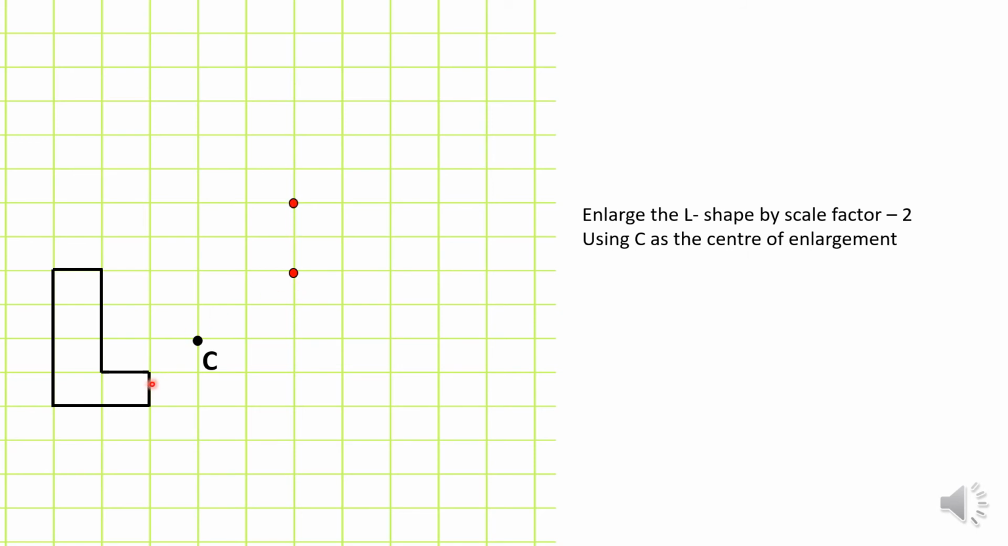So if I have to find this particular point here, I'm going 1 to the left, so it's 2 to the right, and I'm going 2 places down, so I'm going to go 4. 1, 2, 3, 4. And you can find the next one, and you will realize that it's going to be exactly the same distance.